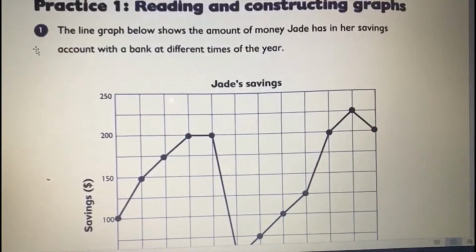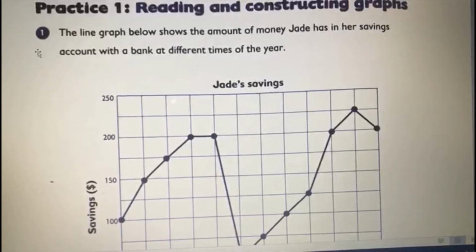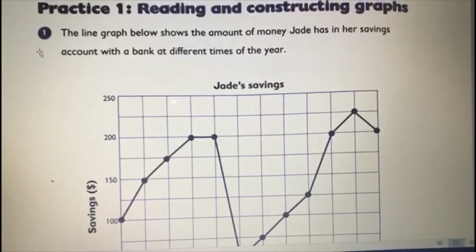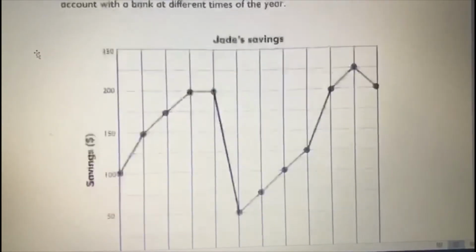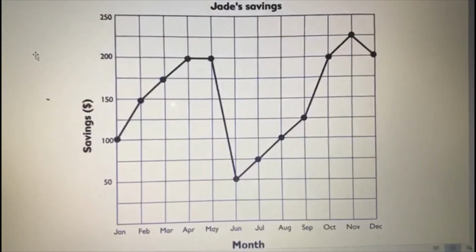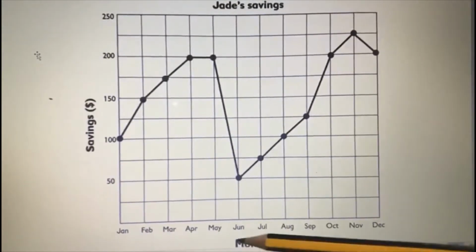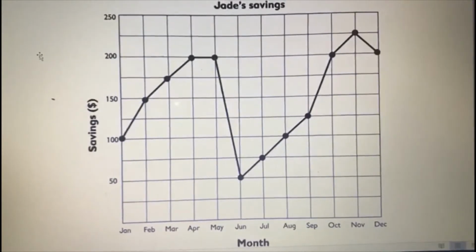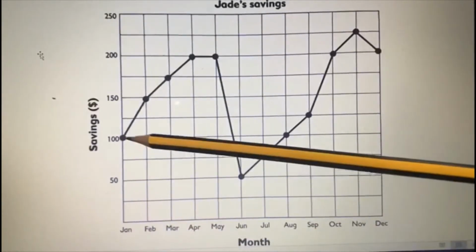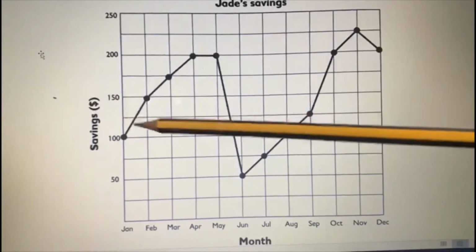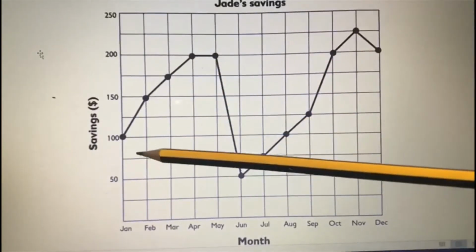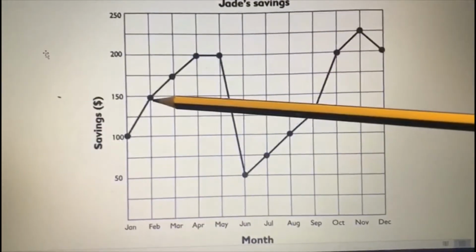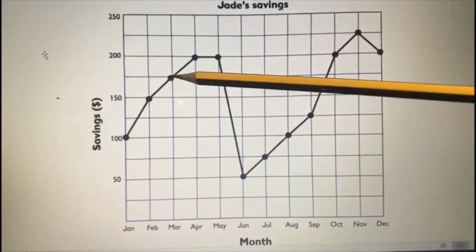See the first question. The line graph below shows the amount of money Jade has in her savings account with a bank at different times of the year. So this is Jade's savings, and you can see the months here. January, February, it has been given up to December, and Jade's savings also you can see here. So you can see in January she was having $100. It's in dollars, so you can just read it as dollar itself. So $100 she has in January, then February she has 150.